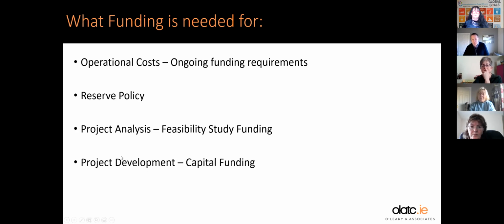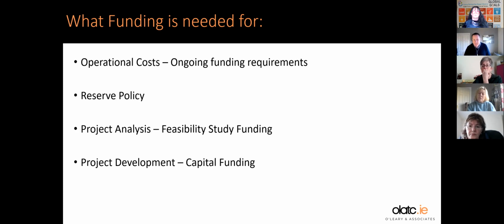So the majority of our work is around these two. We do feasibility studies that are funded through grant support, mainly through local development companies. And we do a lot of work then around securing funding for capital projects. So things like sports capital funding for sports clubs, LEADER applications for community volunteer organizations and for private companies. And then the larger scale projects like the Rural Regeneration Development Fund and the Urban Regeneration Development Fund, which are multi-million euro capital funding projects. So there's a lot of grants out there of all different sizes and scale for different things.